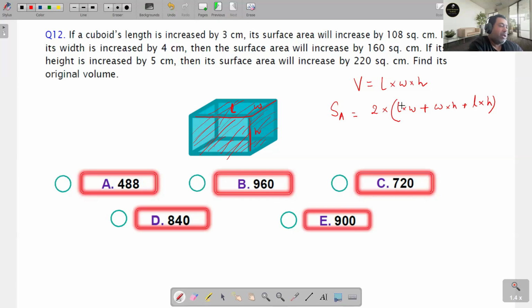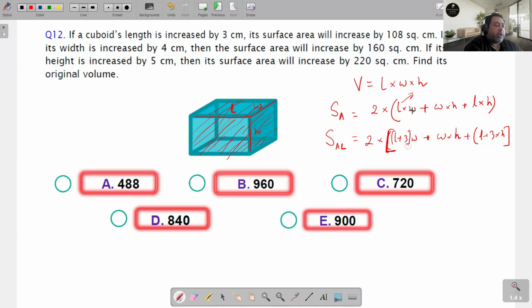Now understand, if the length is increased by 3 centimeter, the new surface area will become what? 2 into (L plus 3) into W, plus W into H, because W and H remain the same, and you have (L plus 3) times H. This will be the new surface area when the length is increased.